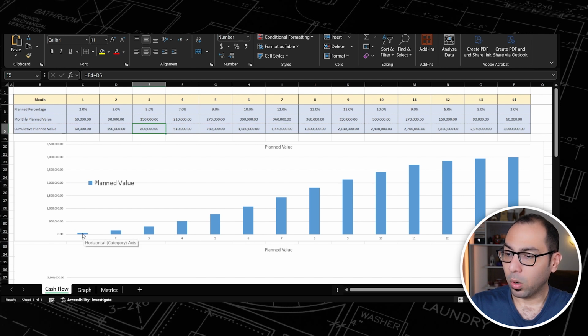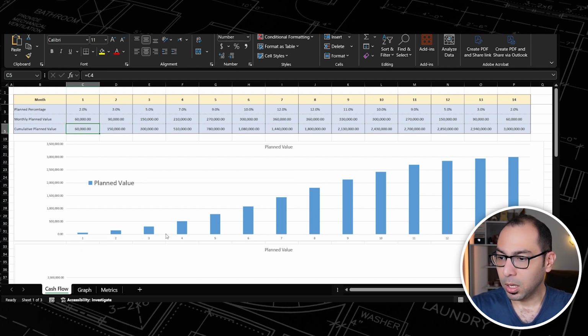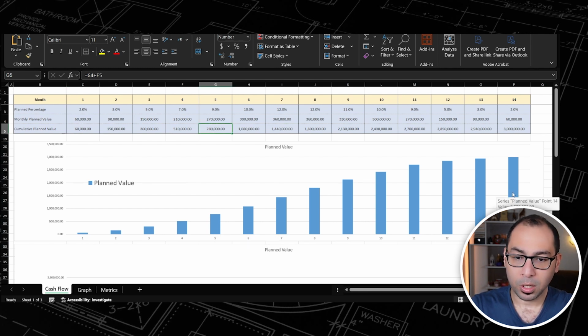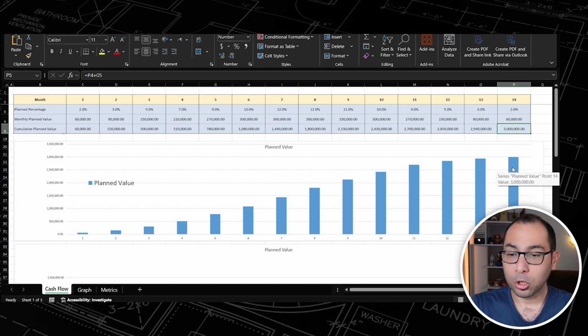And in month number 1, if you see this one, it's 60,000, which is coming here. For example, month number 5, it's 780,000, which is this one. And in month number 14, we are getting the 3 million, which is our budget for this project. And as you can see here, this is the S-curve using my planned values and the cumulative planned values and also the project duration. And the second part we have here is the actual cost.